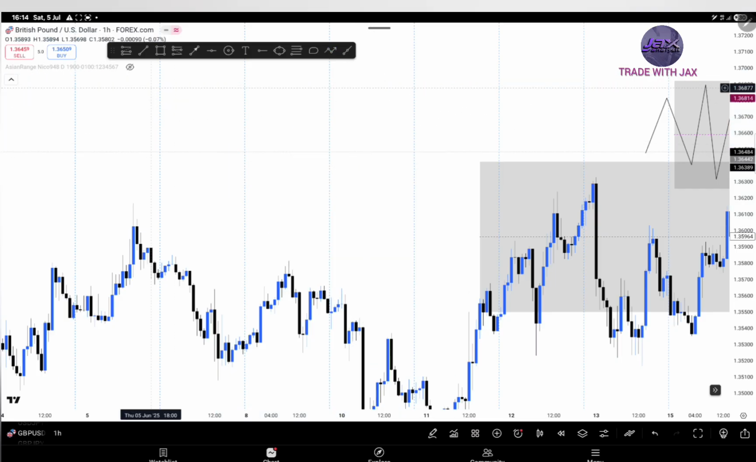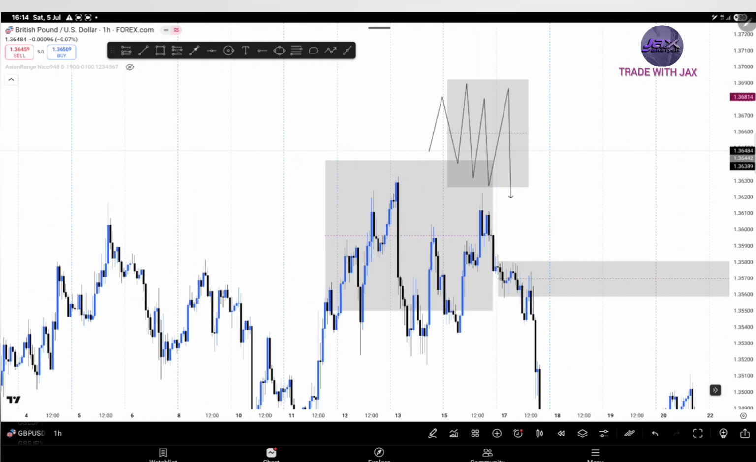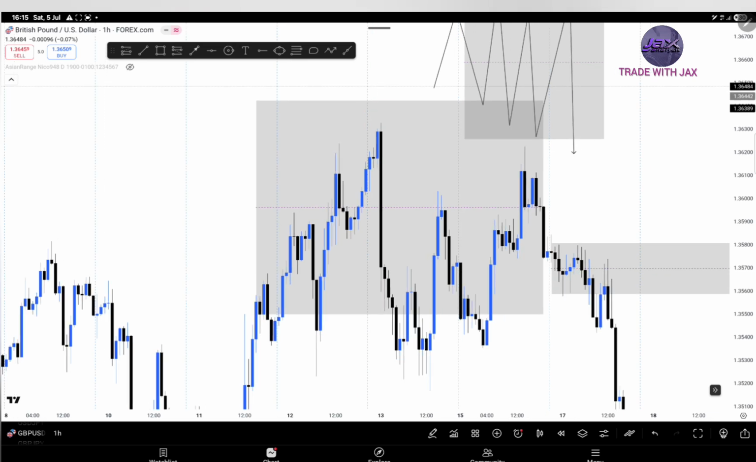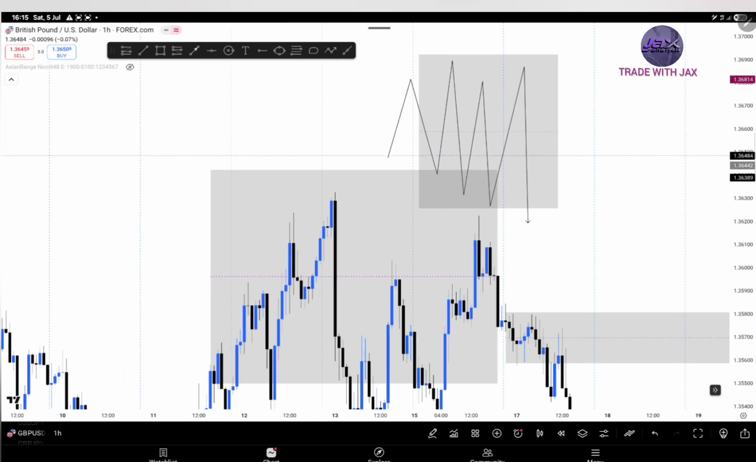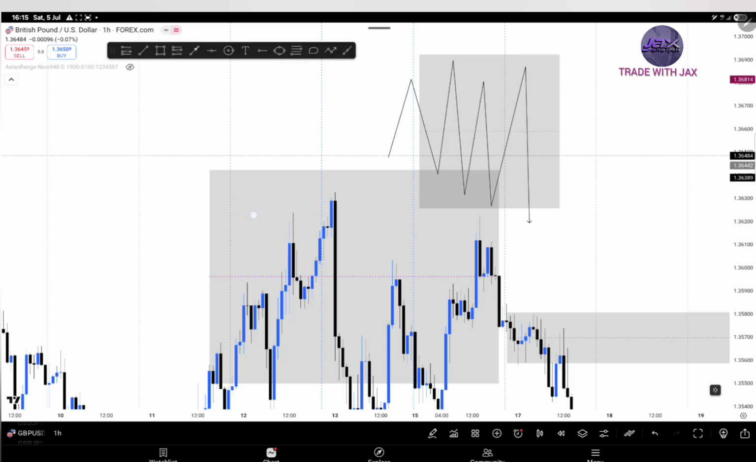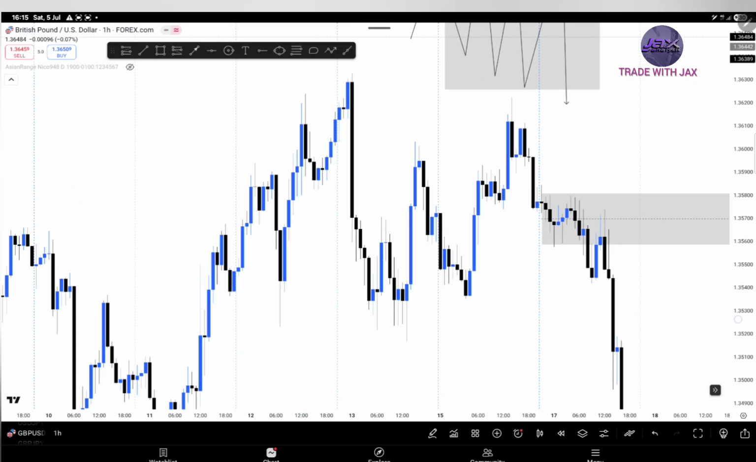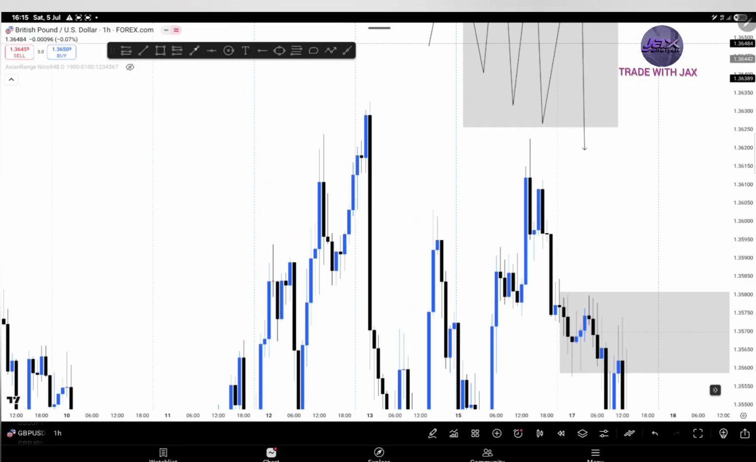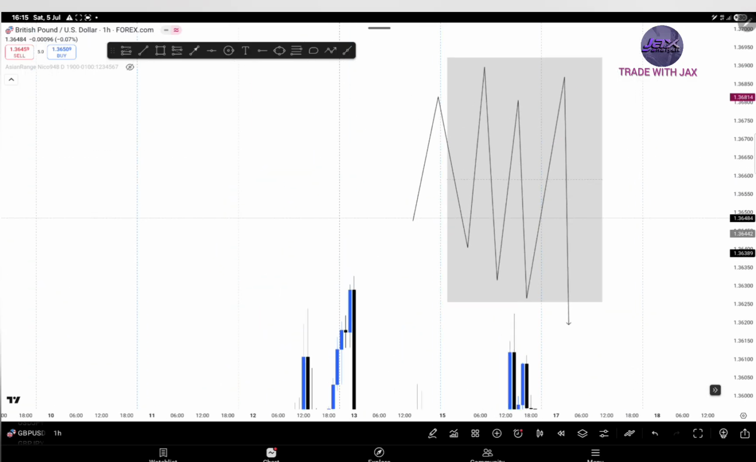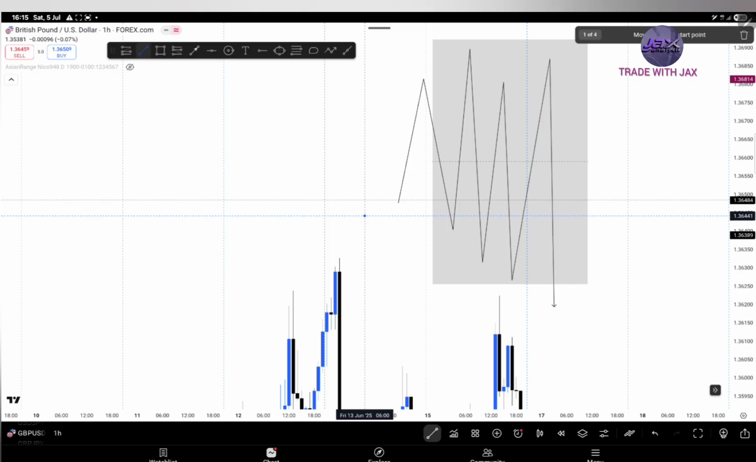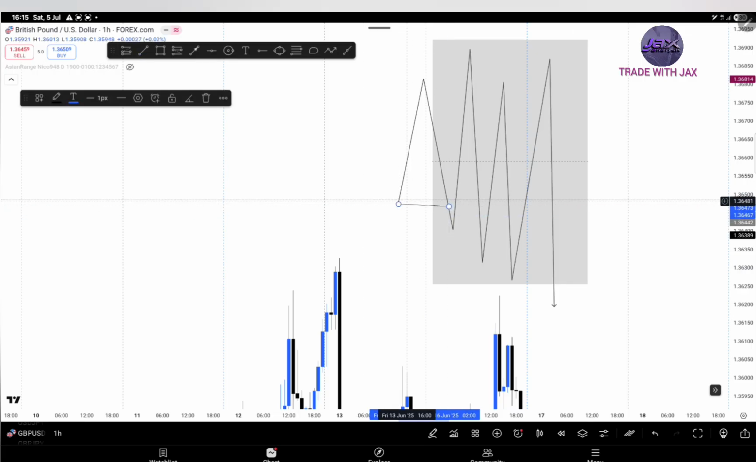But this entry model is not a continuation entry, but rather it's a reversal entry. So exactly this is what is presented in this chart right here. Let me explain. For the first part, I always say this first break of structure is not really important.